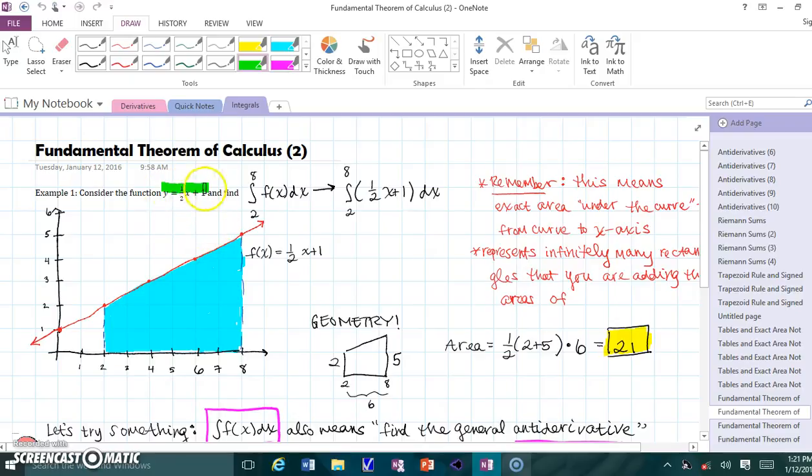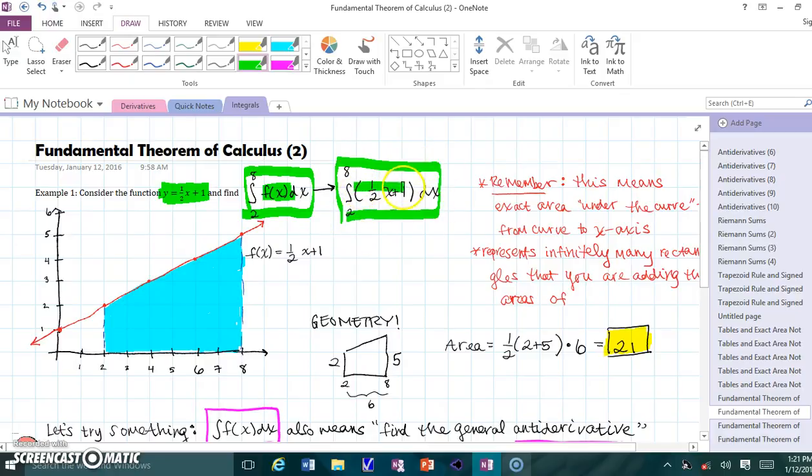So our function is 1/2 x plus 1, a linear function, and I want this. Now, if I replace f of x with what f of x is, I could write this. These are the exact same thing. I'm just replacing f of x with the function itself. And this means that I want the exact area under the curve, so from the curve to the x-axis. And again, this means I'm doing infinitely many rectangles. But the thing is, I don't need rectangles here because I can do it exactly.